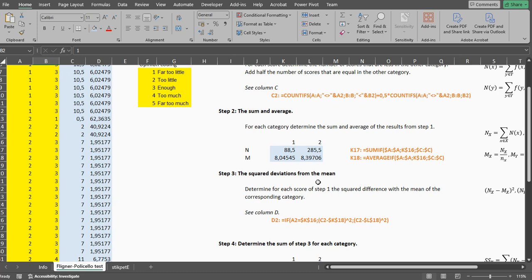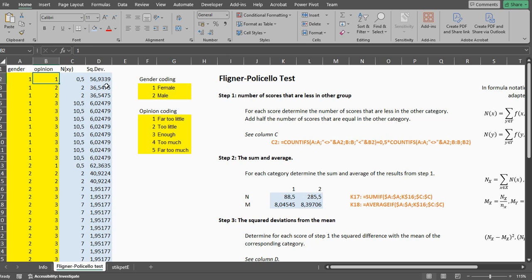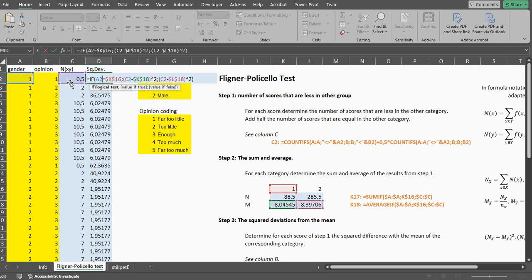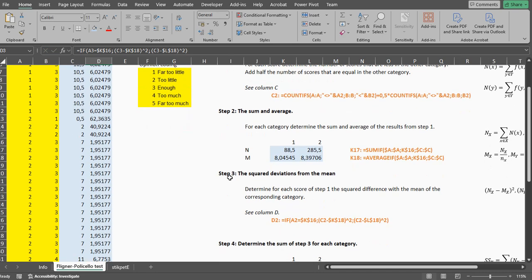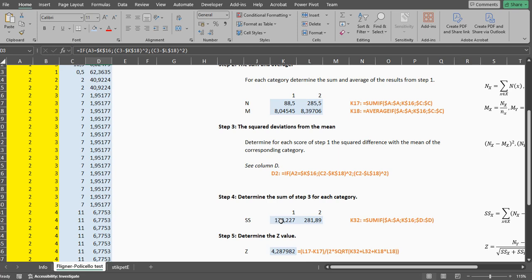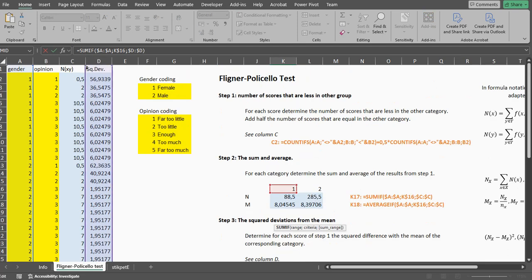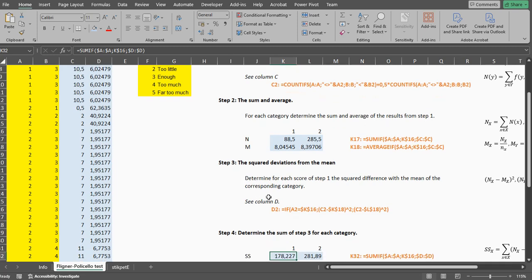Then we determine the squared deviations for each category. So I'm doing that in column D. I'm simply saying, well, I take this value and then subtract the corresponding average. That's why there is an if in there, and square the result. Then we simply sum all of those up to get the sum of square deviations. So this is again a sum if, but now based on those squared differences.